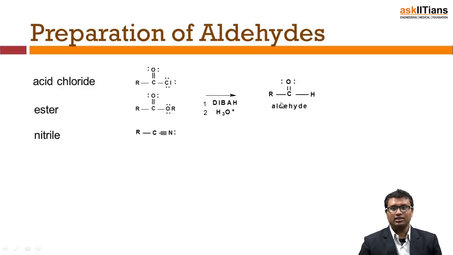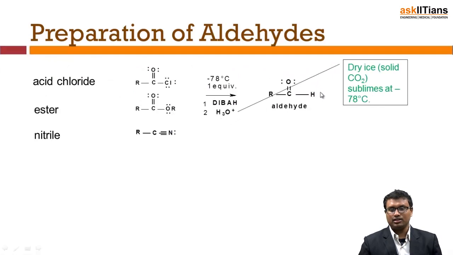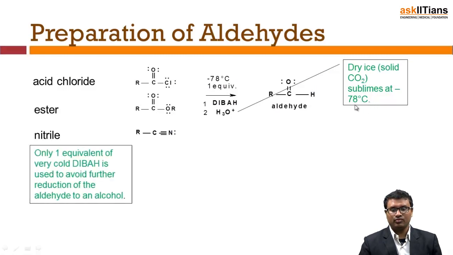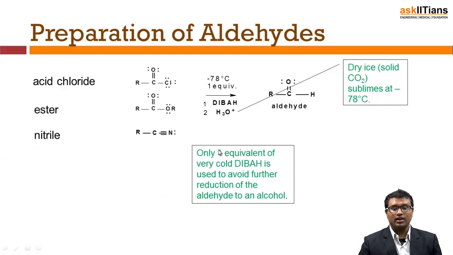And what is reduction? Reduction is nothing but addition of hydrogen. Your hydrogen is getting added here, in the aldehyde. So remember, you need a certain temperature, minus 78 degrees centigrade, and you use a reducing agent. See here, it's dry ice. You know dry ice is solid carbon dioxide, and it sublimes at minus 78 degrees centigrade. So remember, this is a very important point.